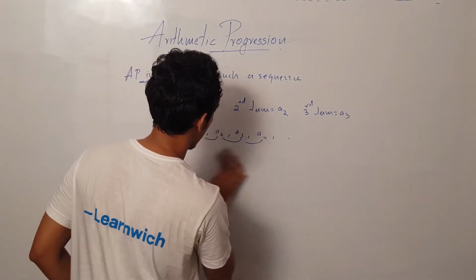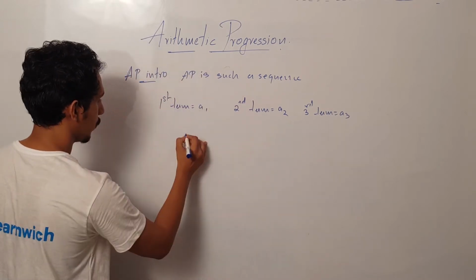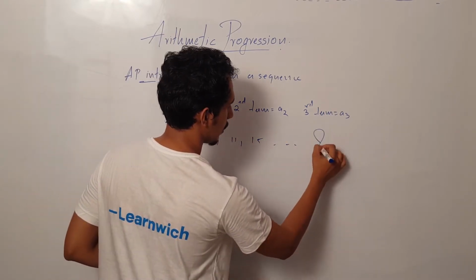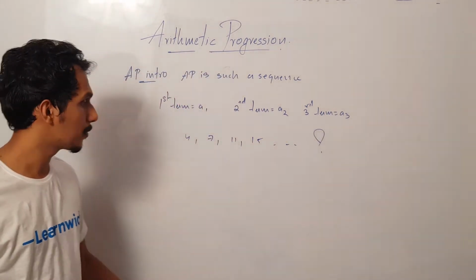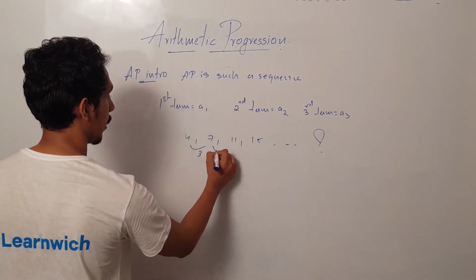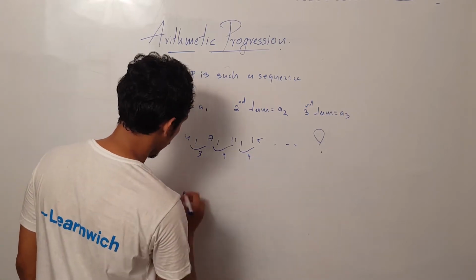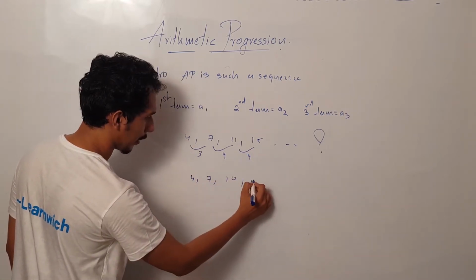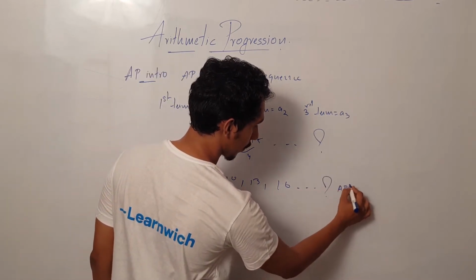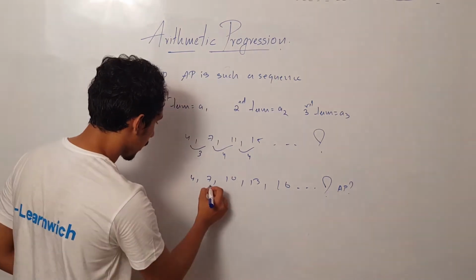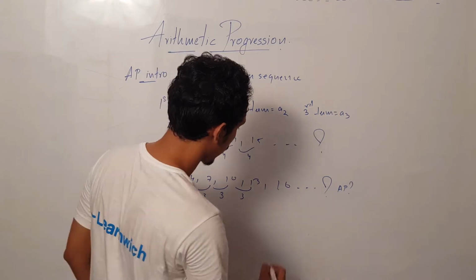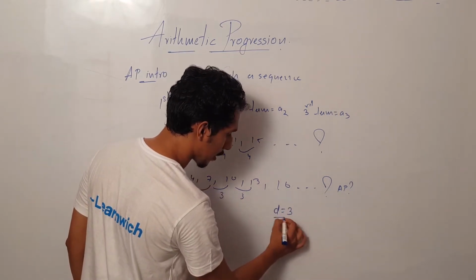Tell me, if 4, 7, 11, 15, is this going to be an AP? Observe. No, you see the difference here is 3, the difference here is 4, the difference here is 4. What if I write 4, 7, 10, 13, 16? Now is this an AP? Yes, because there's a difference of 3 here, a difference of 3 here, a difference of 3 here. So you are adding 3 each time, with a common difference of 3.